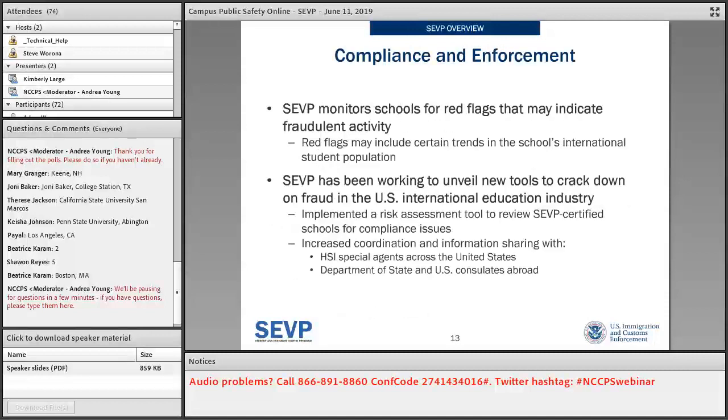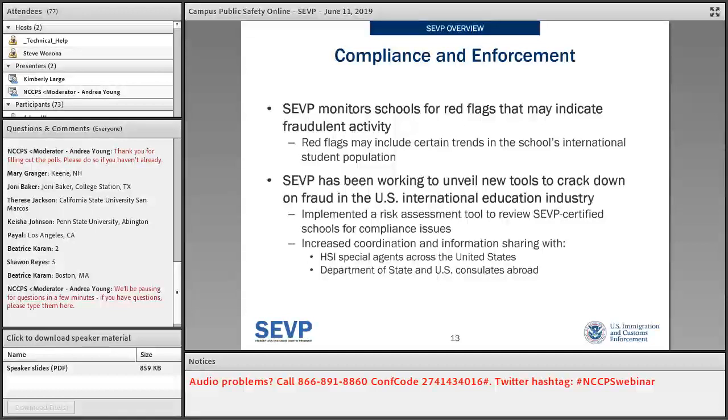So, compliance and enforcement. We monitor schools for red flags. Some of those red flags might be if a school's population is all international students, that potentially is a red flag. Or maybe all their international students are involved in training programs. Also, potentially something we might just want to look a little bit farther into.